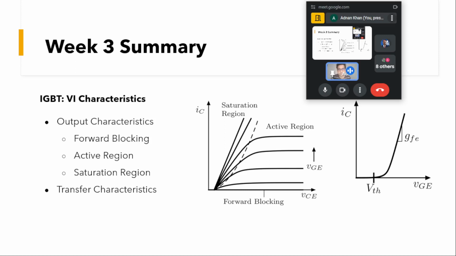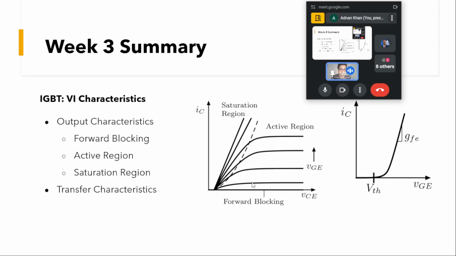Let us say we have an IGBT that is rated to 1200 volts, so it will be able to handle the voltage up to 1200 volts, not beyond that. And if we apply the voltage beyond that, that may damage the device. But as soon as we give the gate voltage across the VGE terminal, beyond the threshold voltage, our device will go from the forward blocking into the active region.